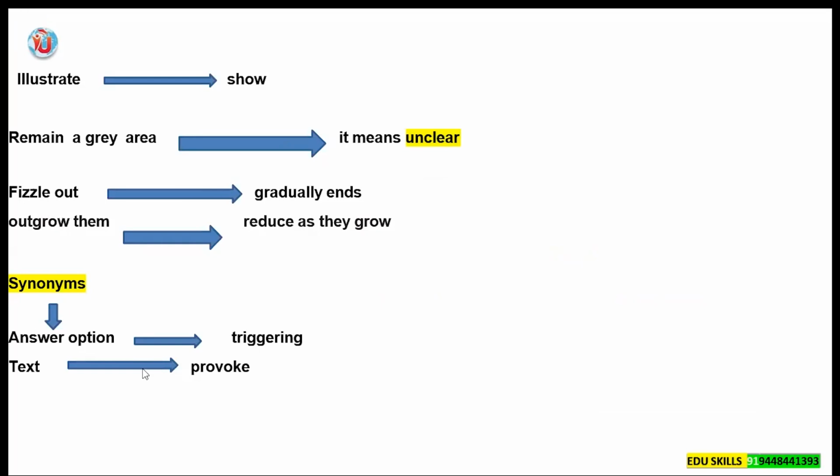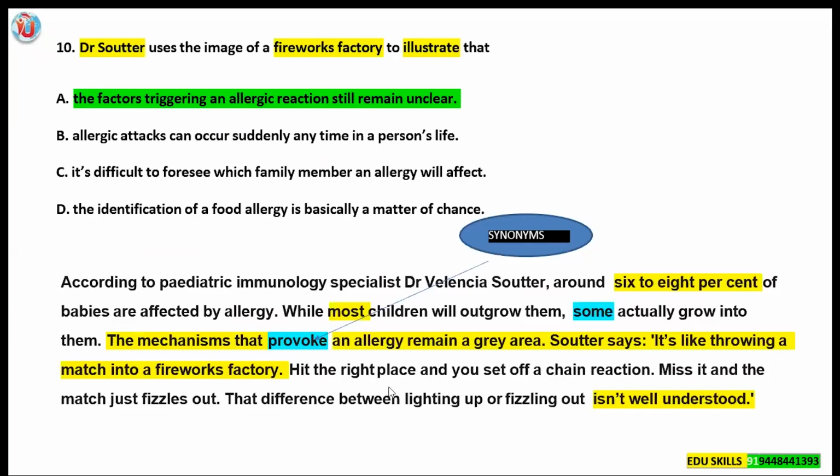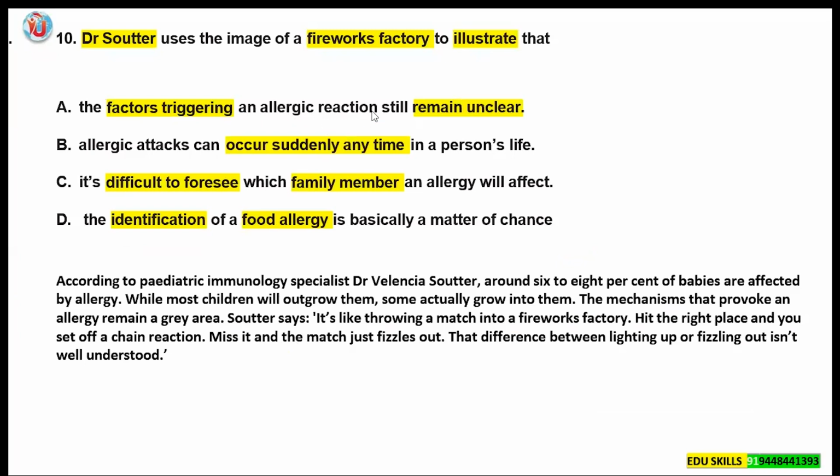Okay. Next, synonyms. Answer options. We have triggering. The factors triggering an allergic reaction still remain unclear.